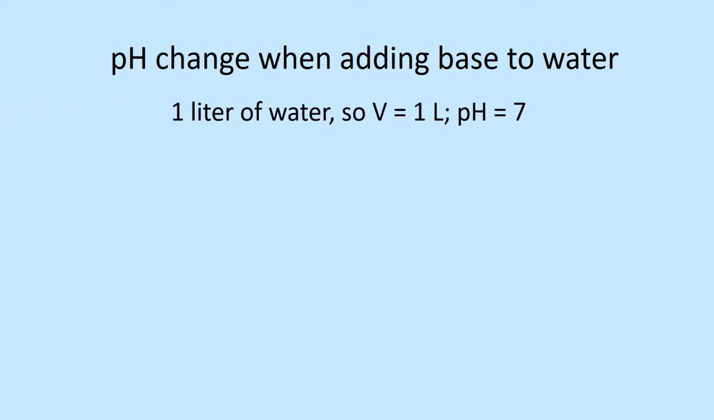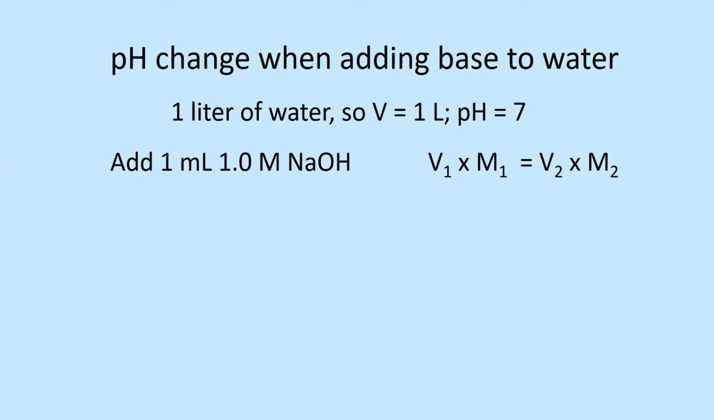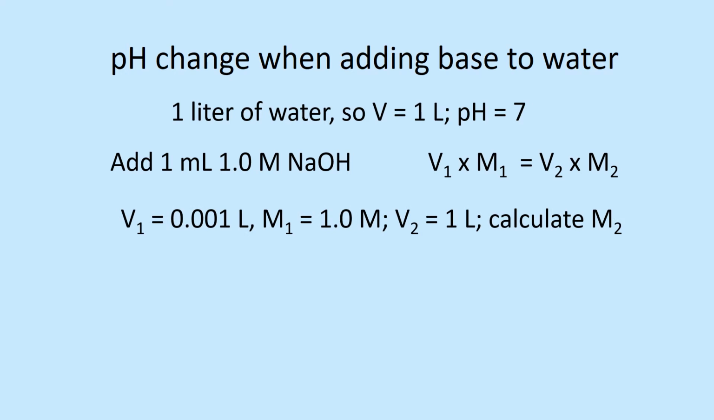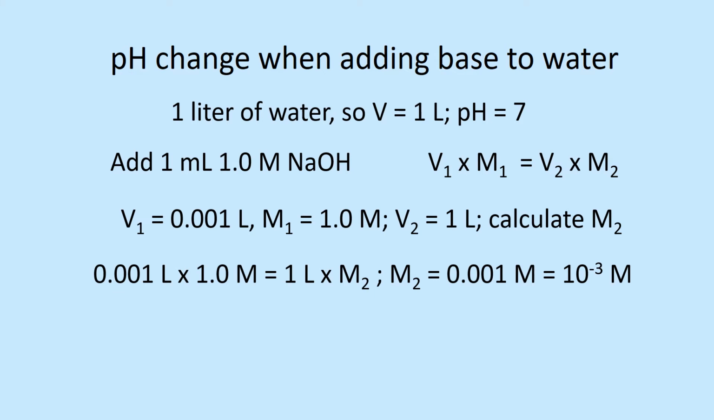We can do a similar calculation to see how the pH changes when you add strong base to water. Again, we'll start out with 1 liter of water, so V1 is 1, and the pH is 7. This time we're going to add 1 milliliter of 1 molar NaOH, and we'll use the dilution formula. So our initial volume of NaOH is 0.001 liter, that's 1 milliliter. The molarity is 1 molar. We're diluting it to a volume of 1 liter. So how does the concentration of NaOH change? Calculate M2. Using substitutions, M2 is 0.001 molar. So again, we're diluting the NaOH by a factor of 1,000, so the concentration goes down by 1,000.